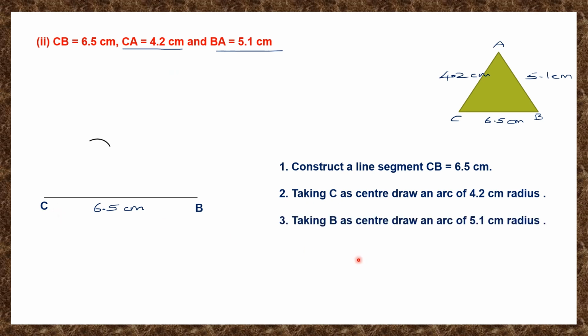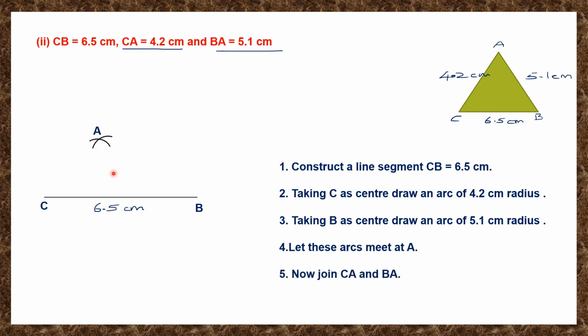The next step, taking B as the center, draw an arc of 5.1. Why? Because BA is 5.1. So keep your compass needle here and cut this arc. So you can see that both the arcs are meeting. Let these arcs meet at A. So name that point where they meet A.